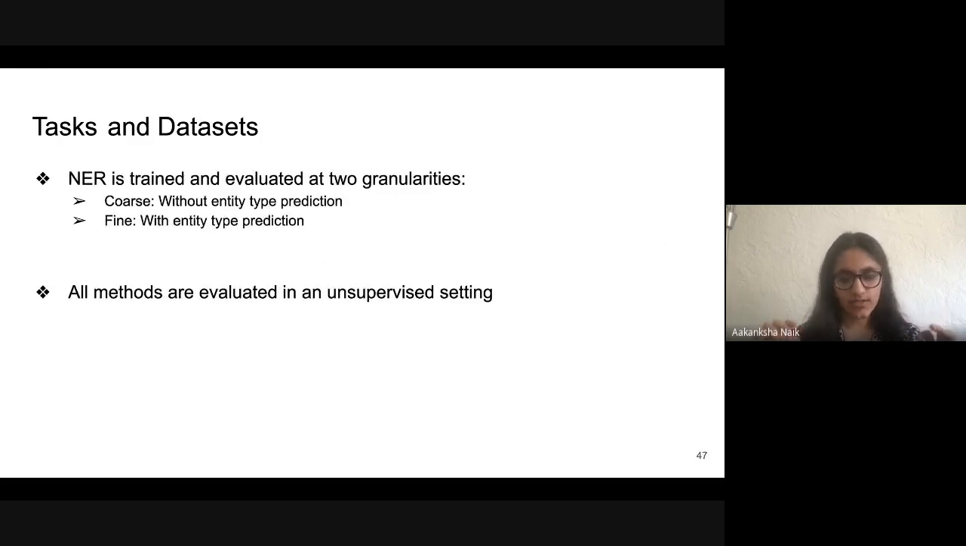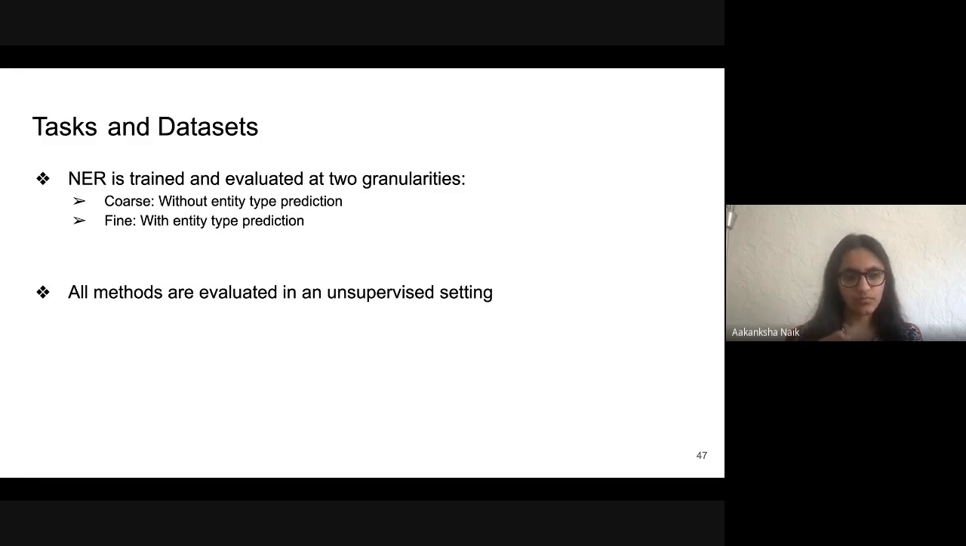Because of this situation where certain datasets have a label mapping with the source, but the I2B2 2010 dataset does not, we evaluated the NER task at 2 different granularities. The first one is coarse evaluation, where you just predict the entity boundaries and do not predict entity types at all. And the second evaluation is a fine evaluation, where you do predict entity boundaries alongside entity types.